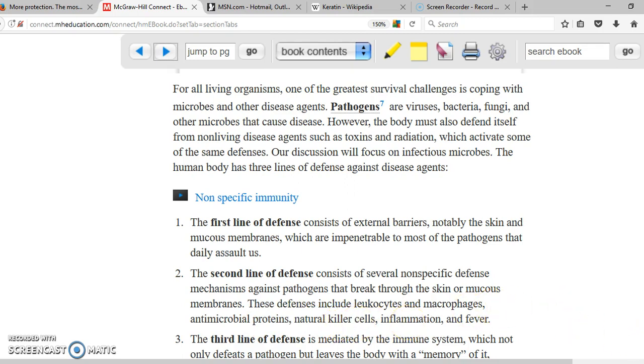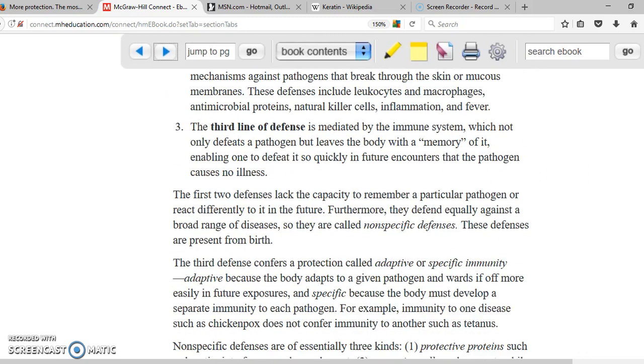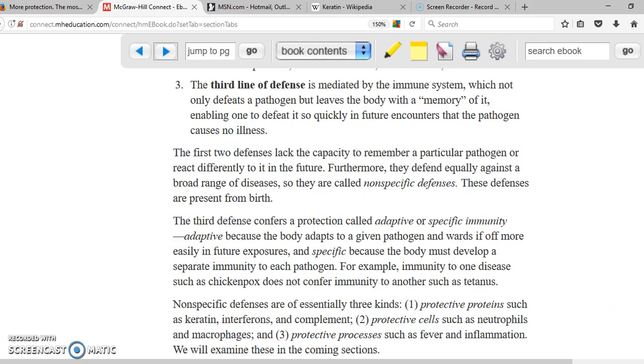The next one, or third line of defense, at least in this book, is going to be the one that is going to be specific. It's called specific because it's specific for certain types of microorganisms. For example, the antibodies that help you against chickenpox are not going to defend you against the flu, because the antibodies against chickenpox are specific for chickenpox and not for the flu. You will need to create antibodies against the flu in order to be able to defend you against that particular type of disease. So if we keep scrolling down, we're going to see some details about it.